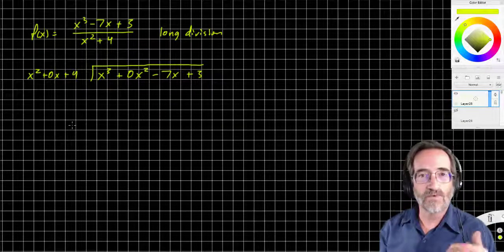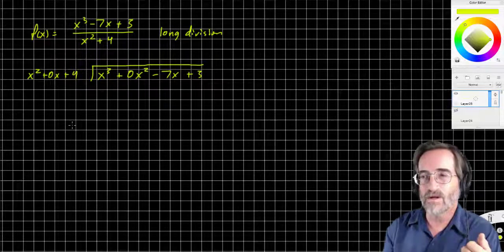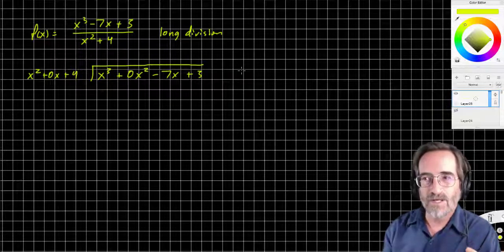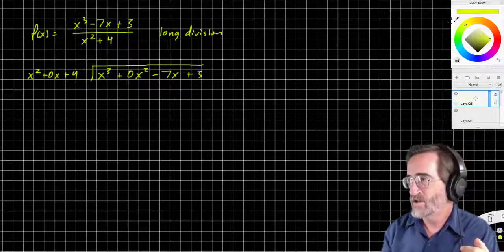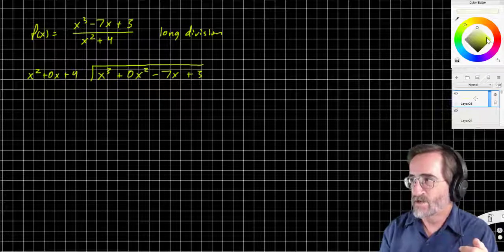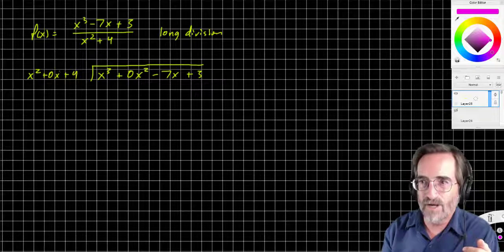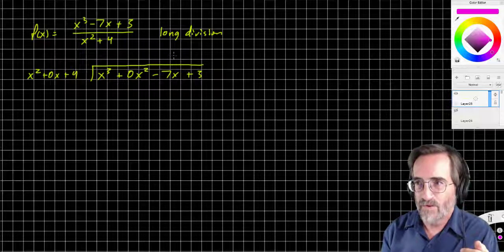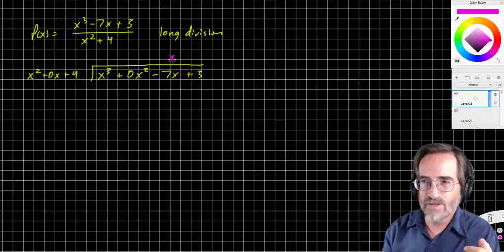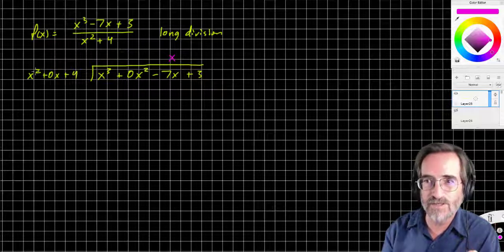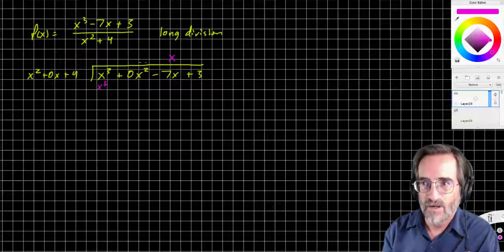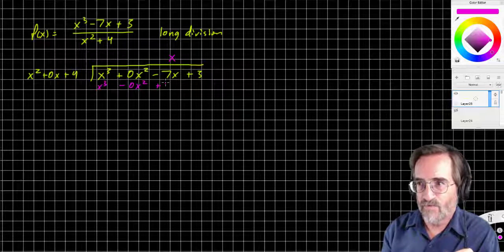All right, and so if you recall the steps for regular long division, they involve taking a guess as to what I need to multiply the divisor by to get the dividend. Right, so we're going to take a guess here, and I'm going to say that I think I need to multiply by x. Okay, and I'm going to put that right here. And let's do that. But remember to distribute. x times x squared is x cubed. x times 0x is 0x squared, which is 0. x times 4 is plus 4x.